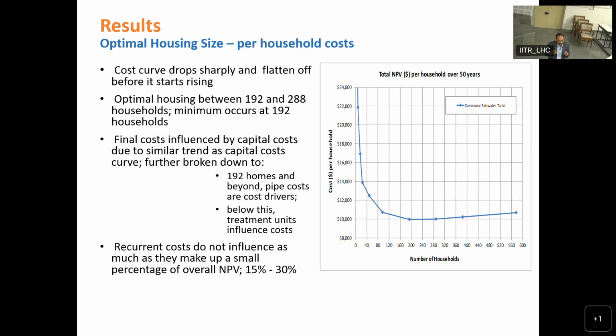It can be because of topography. It can be because of the overall cost, infrastructure cost, sizing. So what we found was that the minimum cost was for 192 homes, or around 200 homes. But it was quite flat between 200 and 250 homes.